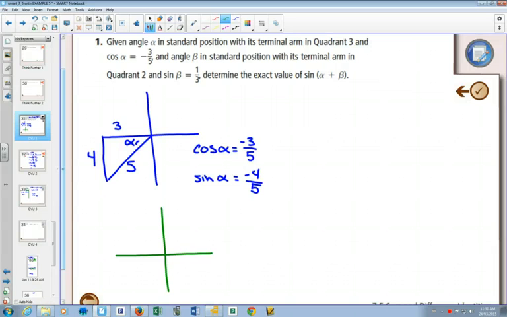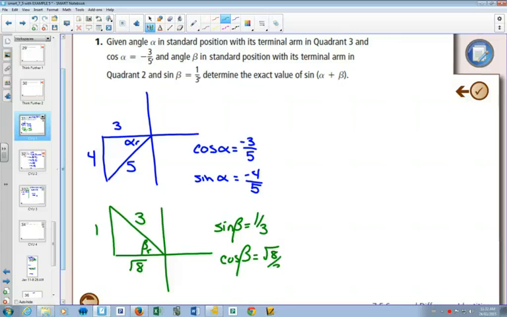It's in quadrant 2, so we can draw a triangle in quadrant 2 and label our reference angle for beta. And we know that sine of beta is 1/3, so opposite over hypotenuse. A squared plus b squared equals c squared, and you'll get square root of 8 for the other side. So we already knew that sine of beta was 1/3. We now know cos of beta is √8/3. And because it's in quadrant 2, it'll be negative.